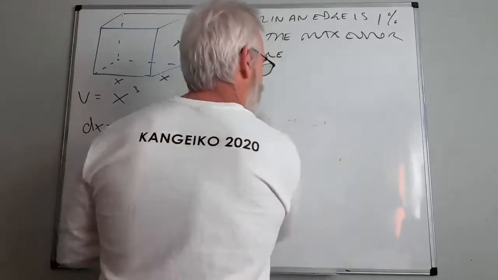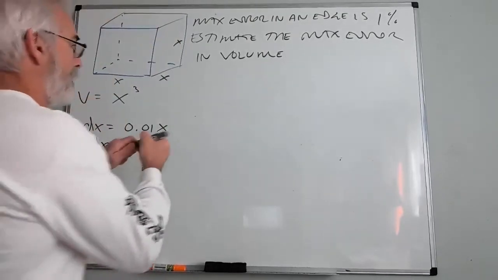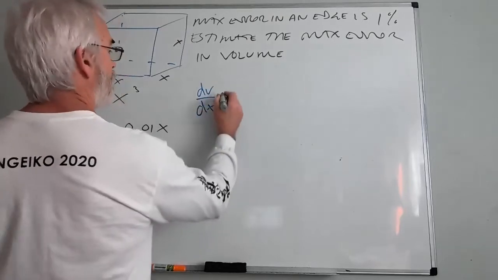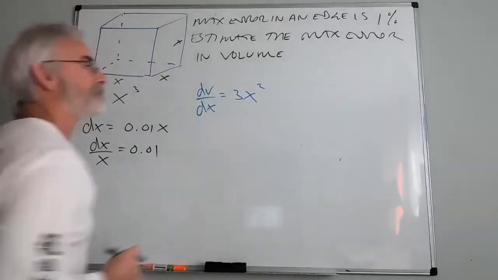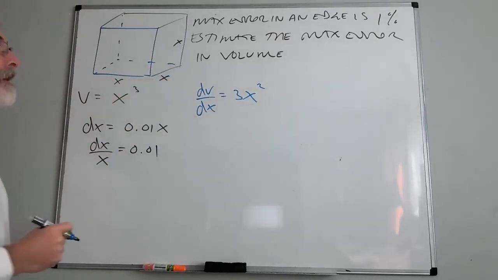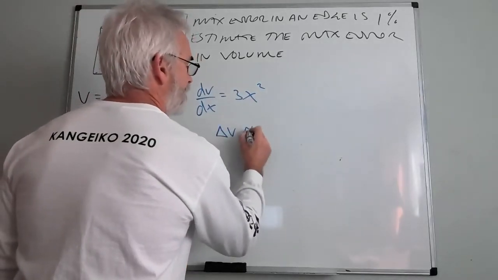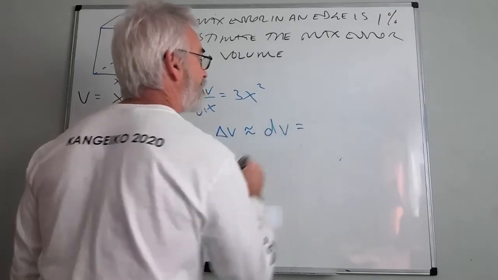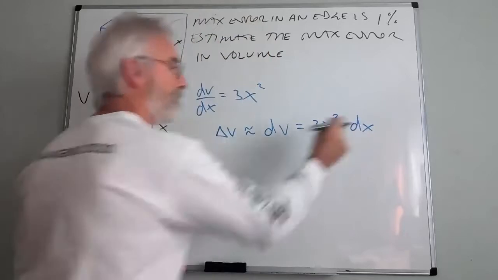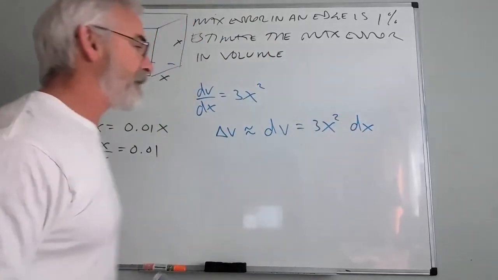So we want to do this. All I have to do is take one derivative here. And the derivative I'm going to take is right here. So dV/dx, or V prime of x, is simply 3x squared. Okay, that's my derivative. So here's what we know. We know that delta V can be estimated by dV, and dV is the derivative times the change. This is exactly what we just did with the numbers, the derivative times the change.